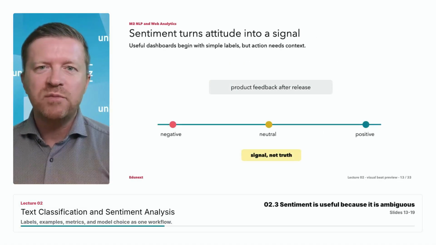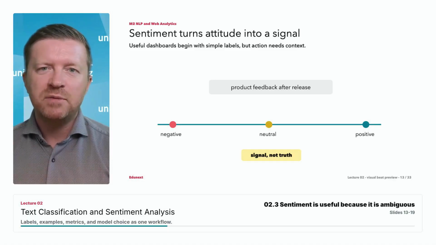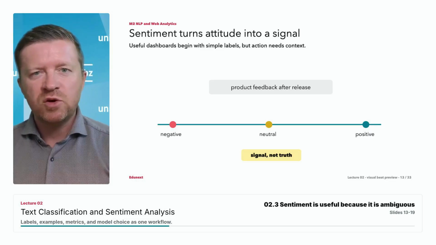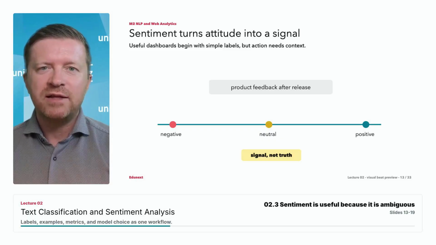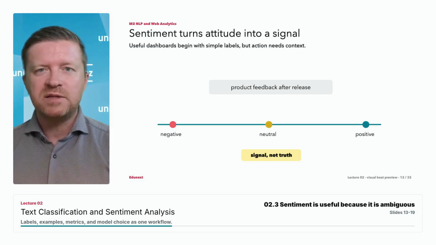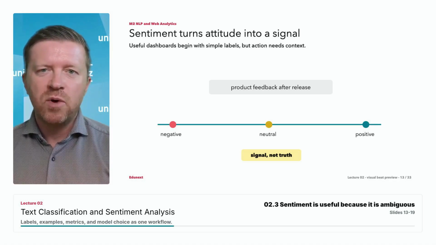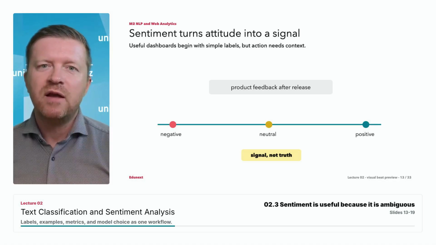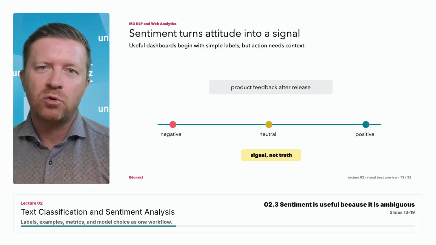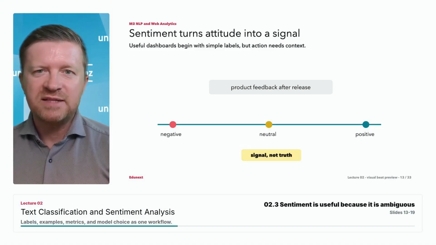Sentiment analysis is one of the most familiar examples of text classification. The labels are usually simple: positive, neutral, and negative. Sometimes we use more detailed labels, such as frustration, satisfaction, urgency, or uncertainty. The goal is to turn attitude into a signal. This can be useful. A product team may want to know whether feedback is becoming more positive or more negative after a release. A support team may want to prioritize messages that sound frustrated. A marketing team may want to compare sentiment across product categories. The output is easy to understand, and that is why sentiment analysis is attractive.